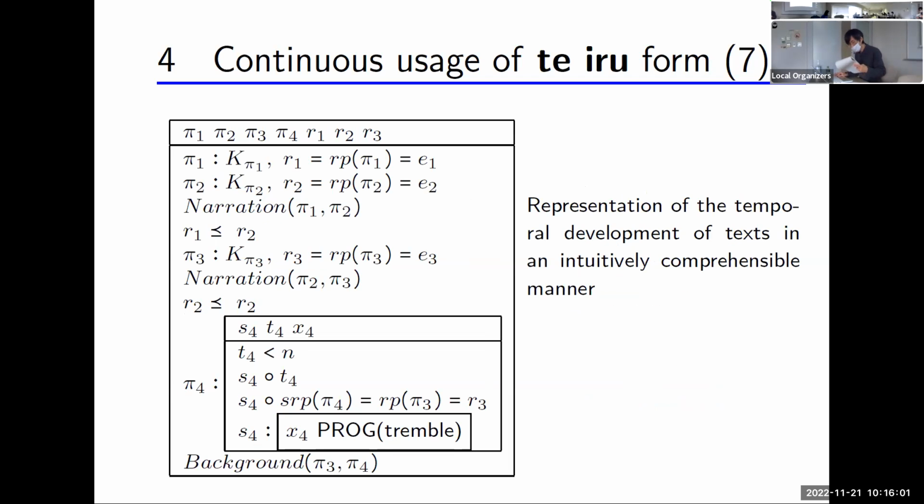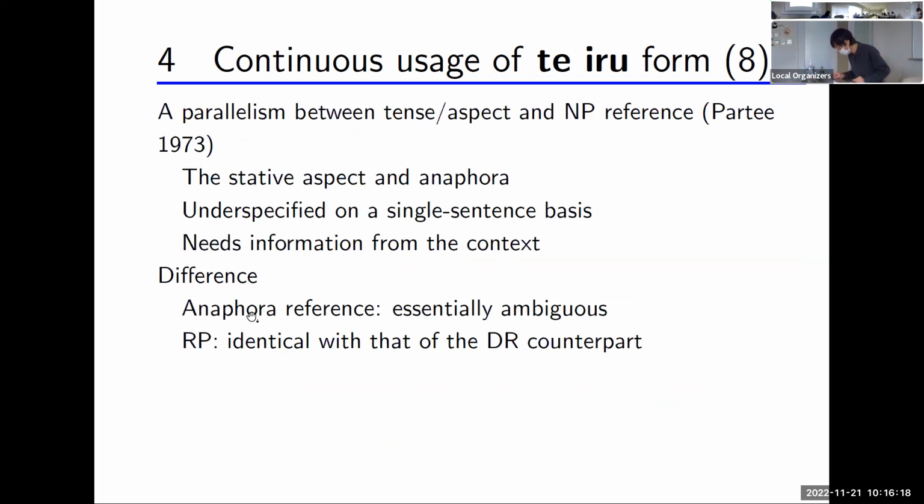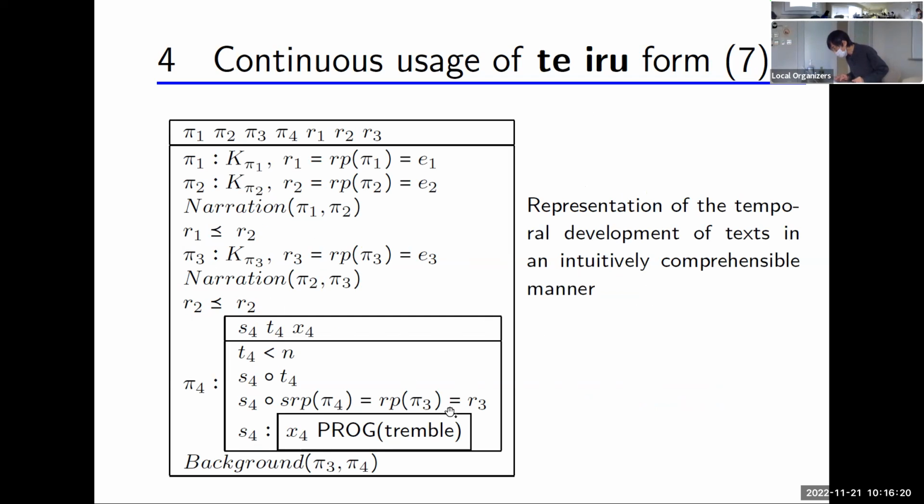The whole SDRS for text 2 explicitly represents the relationships between reference points as R1 followed by R2. Actually, this is a mistake. So this should be R3. R2 is followed by R3. You see? And here we have this one, S4 overlaps with R3, which is the reference point of pi 3. So here, the value of this is determined.